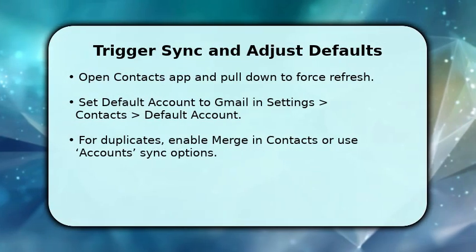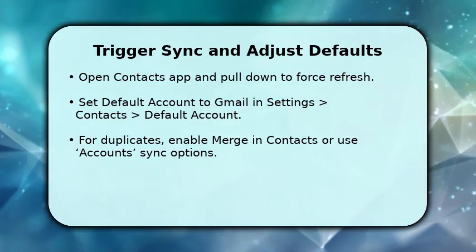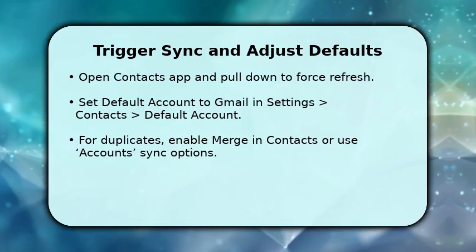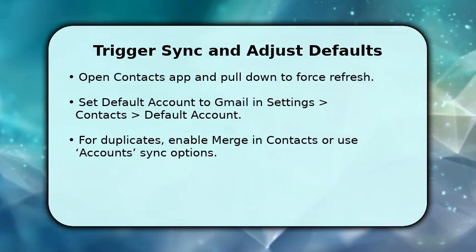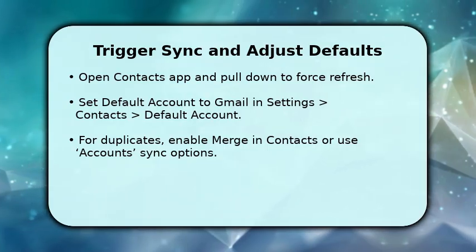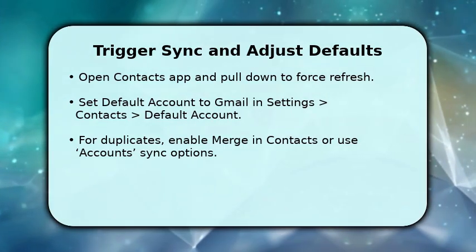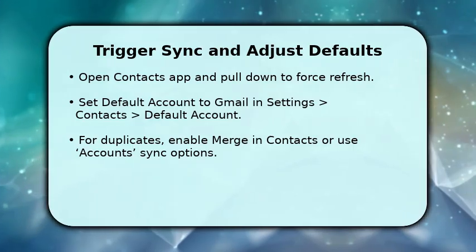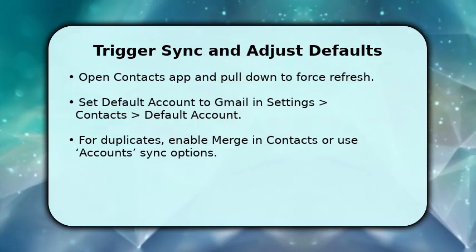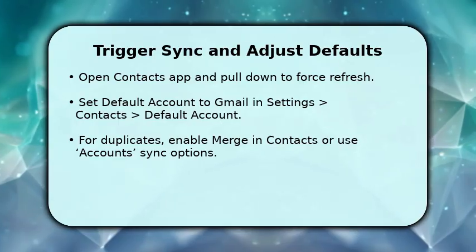Once your account is added and Contacts is enabled, open the Contacts app and pull down to force a manual refresh. That nudges the system to fetch new entries. Next, go to Settings, Contacts, and set the default account to the Gmail account so new contacts are saved to Google by default. If you see duplicates, use the Merge Contacts option in Contacts or Manage Duplicates via Gmail on a desktop. Make sure syncing finishes before moving on to verification.